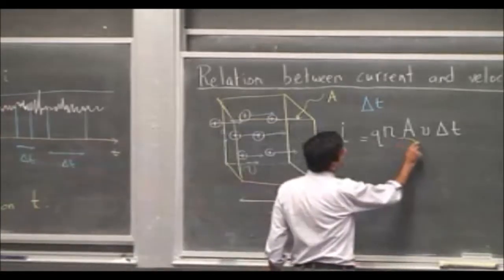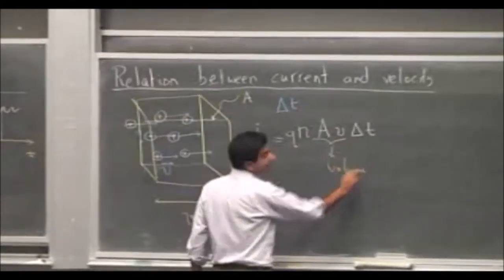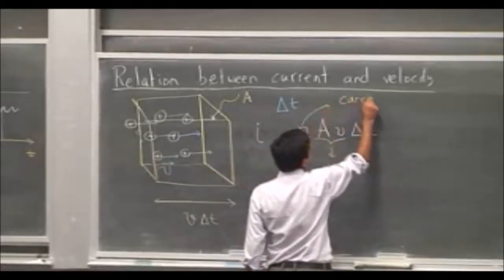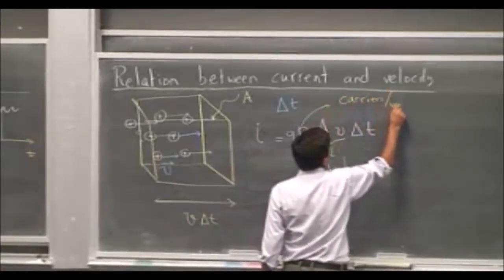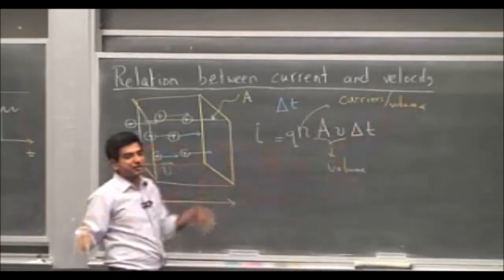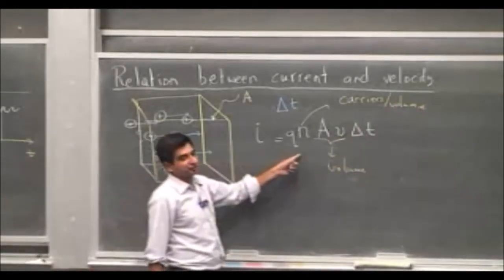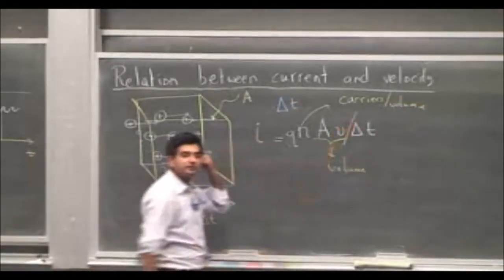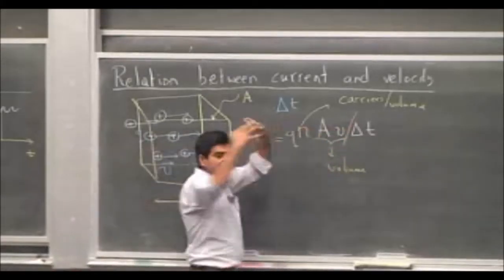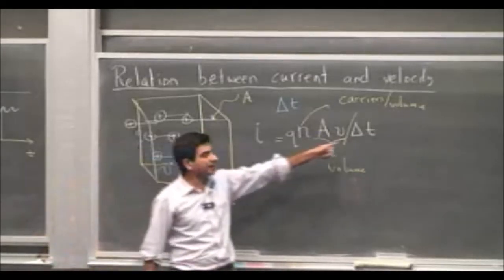This is the volume of this cube. This is the number of charge carriers per unit volume, n. So nAV delta T will be the total number of charge carriers inside this volume. Each one of them carries a charge q. So qnAV delta T is the total amount of charge that passes through this surface area, and I have to divide by delta T.